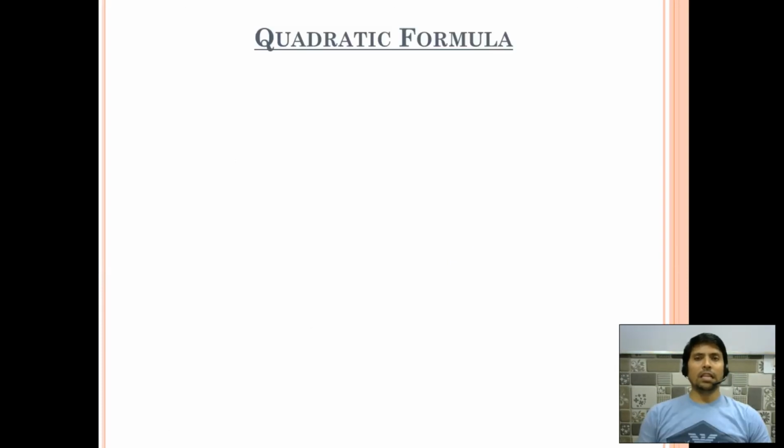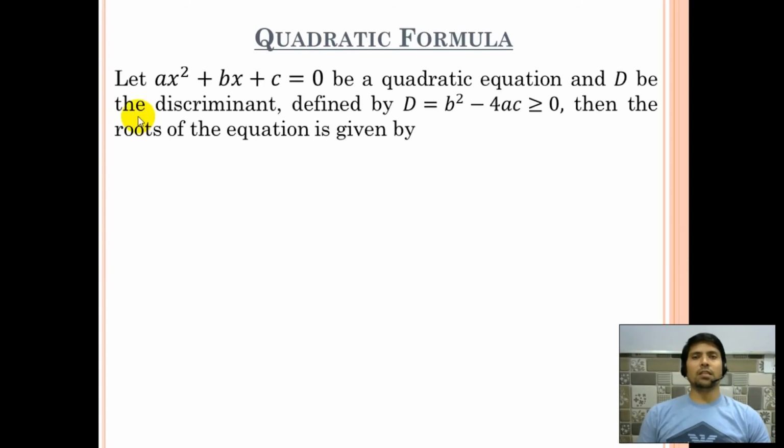Here we have another method to solve the quadratic equation. This method is called the quadratic formula. So we can use this quadratic formula to find the roots of the quadratic equation. Let us suppose ax square plus bx plus c equals 0 is a quadratic equation and D is the discriminant. D is defined by D equals b square minus 4ac.